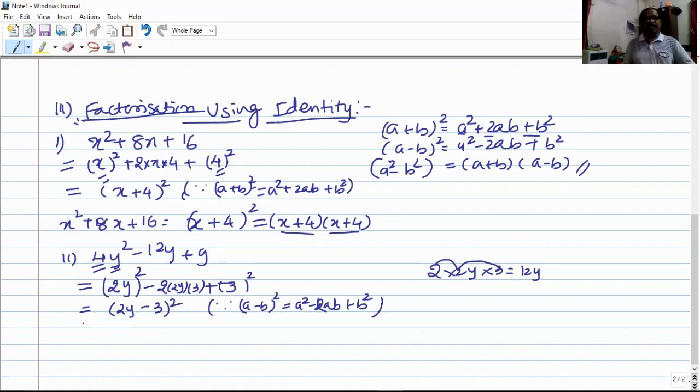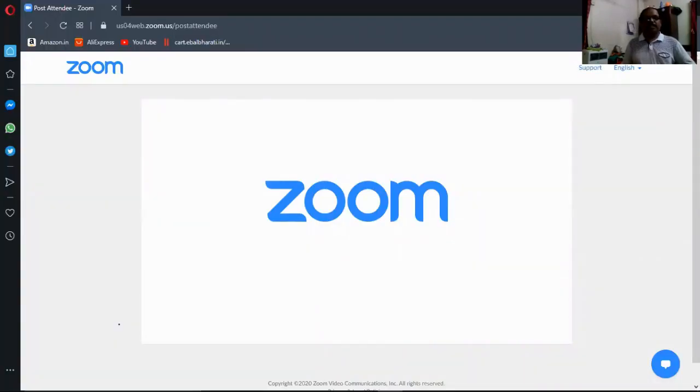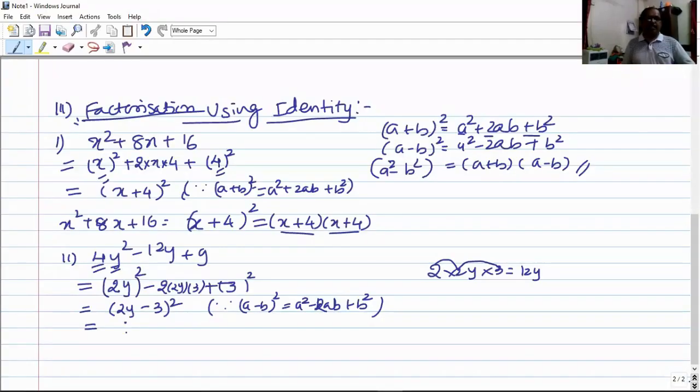So in this way I can write this either as 2y minus 3 the whole square, or we can write the same factor 2 times, that is 2y minus 3 into 2y minus 3, right? So I can write it in this way also, taking 2y minus 3 two times. Is it easy, students? Yes, obviously it will be easy once you know the identities. So these are the three very important identities which will help you to factorize the given algebraic expression, right?